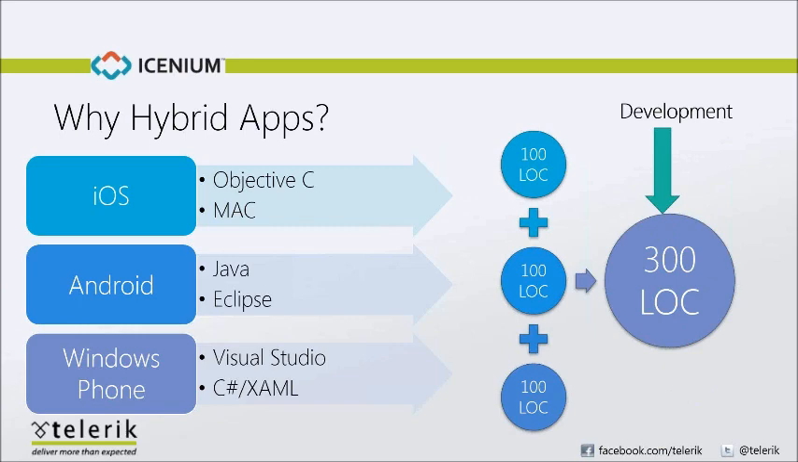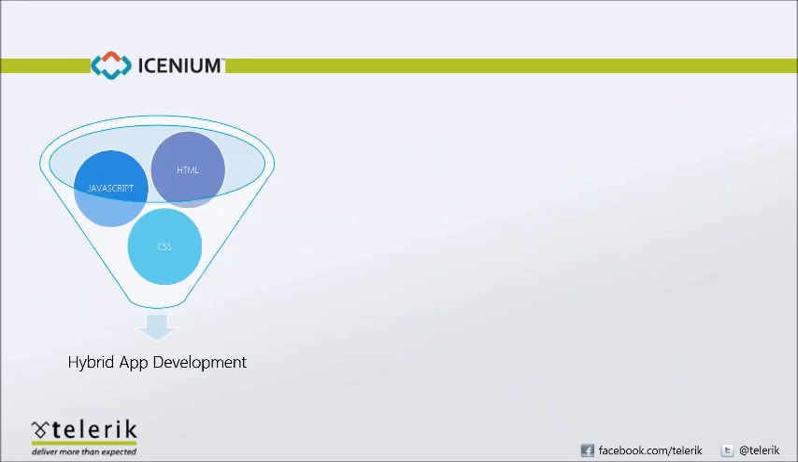Then once you have developed the 300 lines of code, your story does not end there. You have to manage those 300 lines of code also. So tomorrow, if some changes are coming, you'll have to go back to Objective-C, change there, then go back to Java, change there, and then again go back to XAML or C# to change the native application behavior of Windows Phone, Android, or iOS.